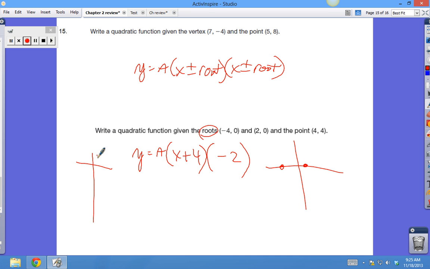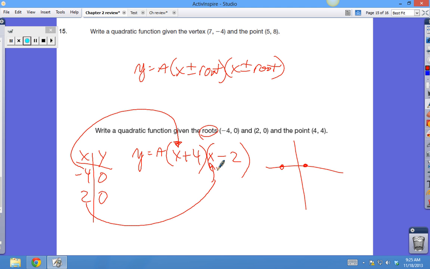Because when I plug those points in, x, y, when I plug in a negative 4 and 0 and 2 and 0, when I plug in a negative 4 to my model, it better give me a 0 for an answer. When I plug 2 into my model, it better give me 0 for an answer, and it does. And that is it.